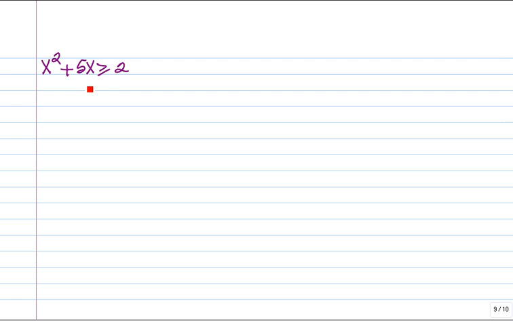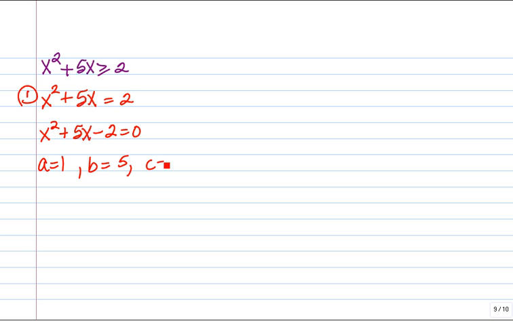Now let's look at x squared plus 5x is greater than or equal to 2. So if we wanted to solve this equation, we would say x squared plus 5x is equal to 2. So x squared plus 5x minus 2 is equal to 0. Now we probably need to use the quadratic formula, so we get a is 1, b is 5, and c is negative 2. So x would be equal to the opposite of b, so the opposite of 5, plus or minus the square root of 5 squared, minus 4 times a times c.